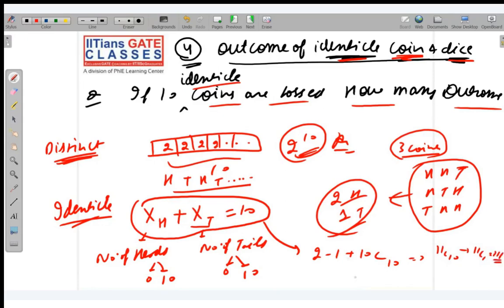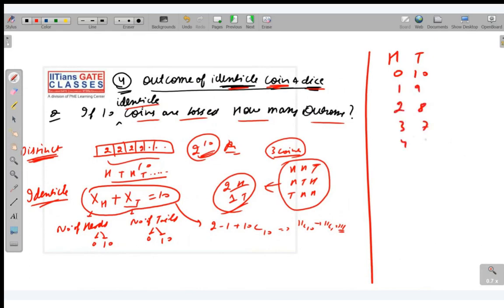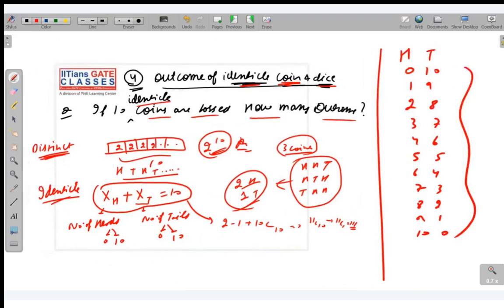Okay, and if we want to prove it, then obviously we can prove it also. See, this is very simple. I will manually count it. Number of heads and number of tails: 0 10, then one head, then obviously 9 tails. 2 8, 3 7, 4 6, 5 5, 6 4, 7 3, 8 2, 9 1, 10 0. Only 11 solutions. Okay, I think you have got it. So this is the way. This is the outcome of identical coins.